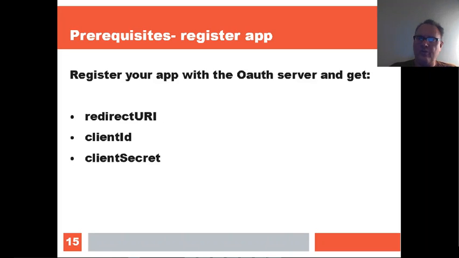Why do we register the app with the OAuth server? Well, I mentioned that before. When you make that first request to the OAuth server, you have to already be registered. So when we go through this process, we're going to get a redirect URI. That is the URL that the server is going to return to us that has the authorization code in it. The server is also going to assign us a client ID and a client secret.